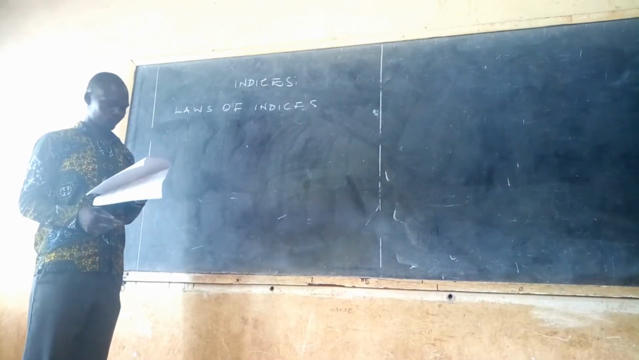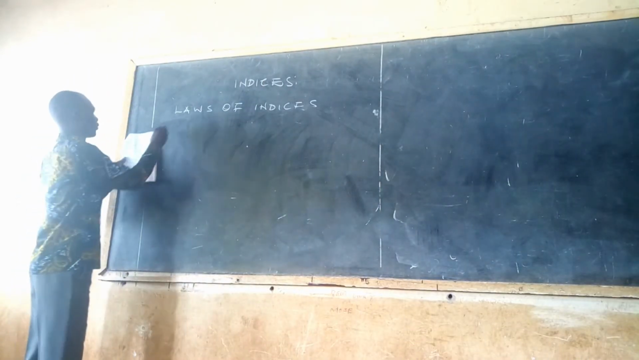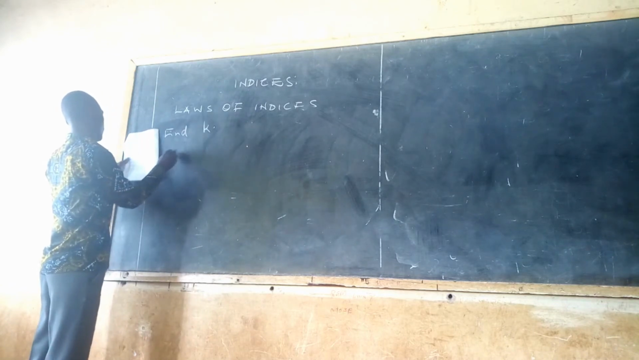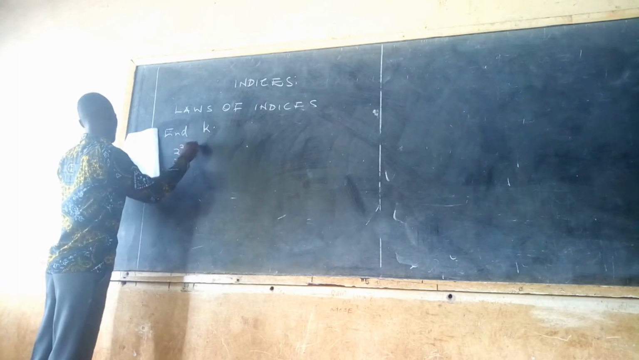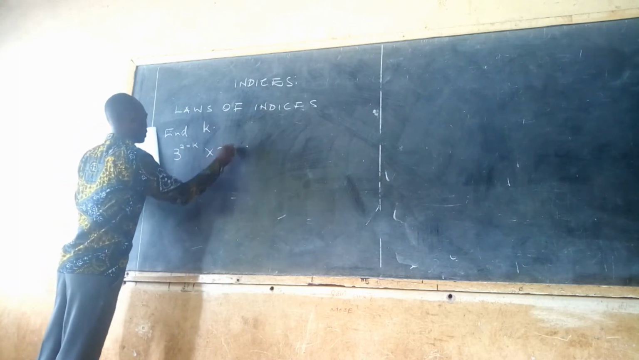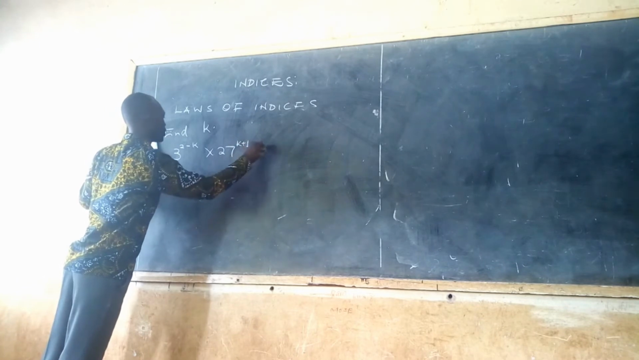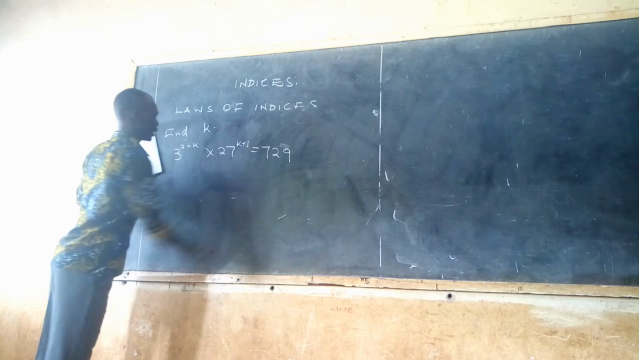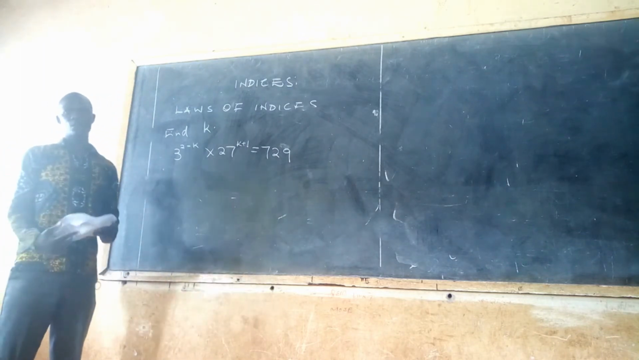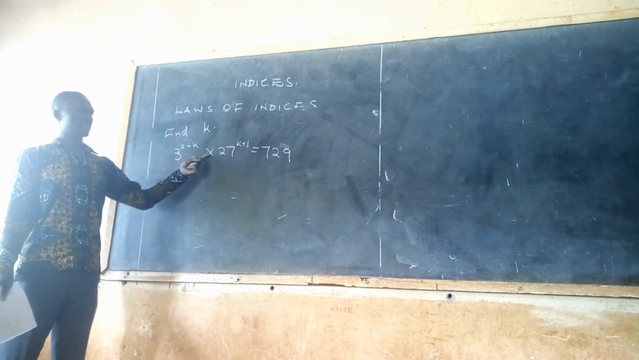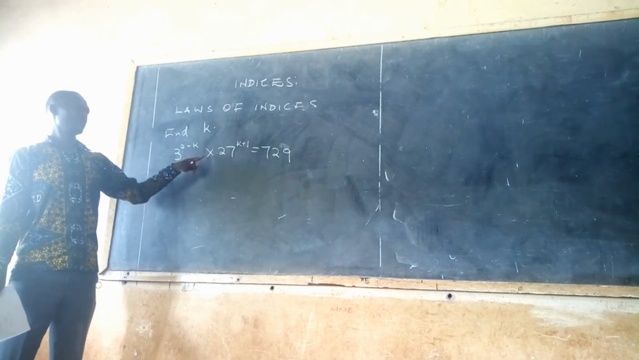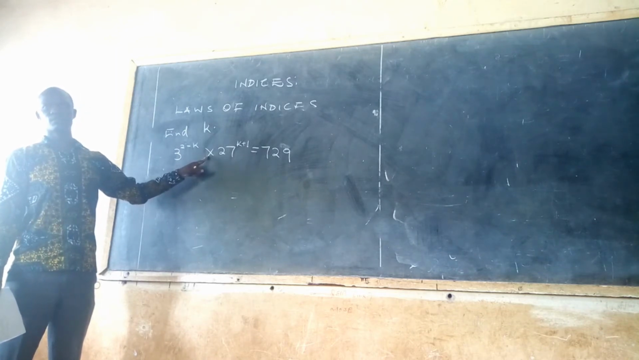So, suppose I'm given to find k, and then you are told that 3 to the power 2 minus k times 27 to the power k plus 1 equals 729. As I did say, you check. Do I have multiplication and division or plus and minus? If it is multiplication and division, your work is easy. You only look for a common base.